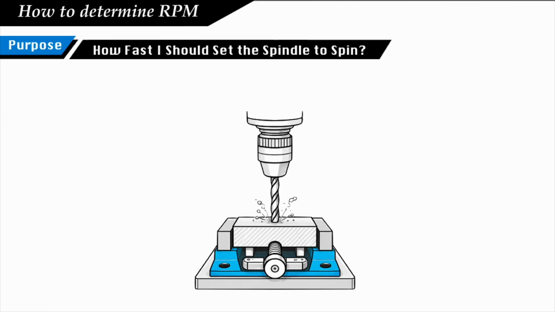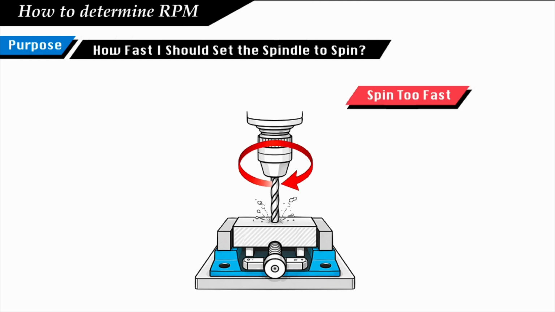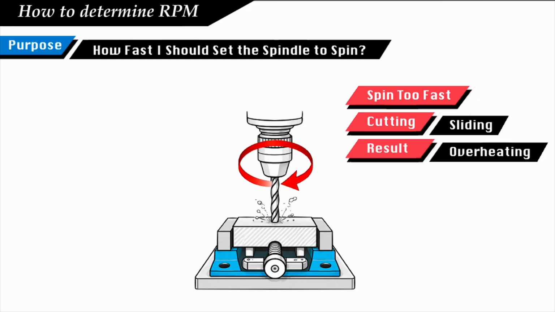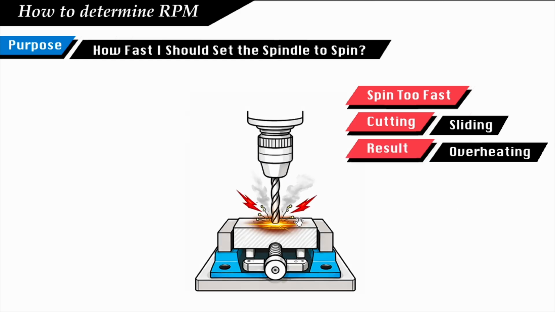What will happen if we set the spindle to spin too fast? In this case, our cutting behavior will be called sliding. What does sliding mean? That means you are moving too fast, and you could cause overheating because you are creating too many chips in a short amount of time. It doesn't have enough time to get all that heat out. It will cause overheating and destroy the workpiece, and you might just lose the precision you need.